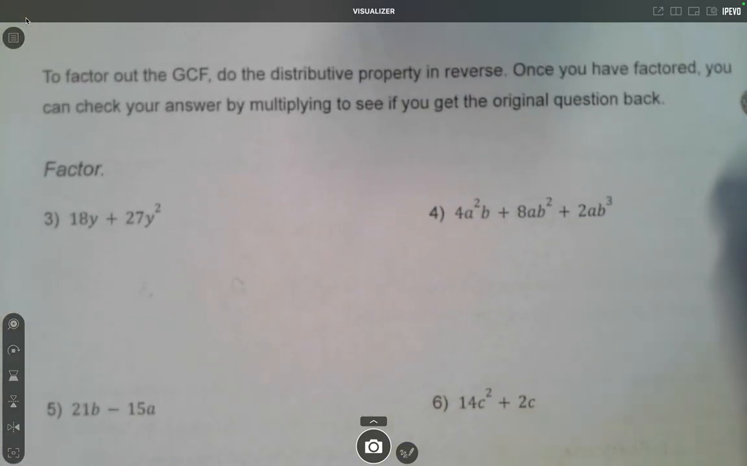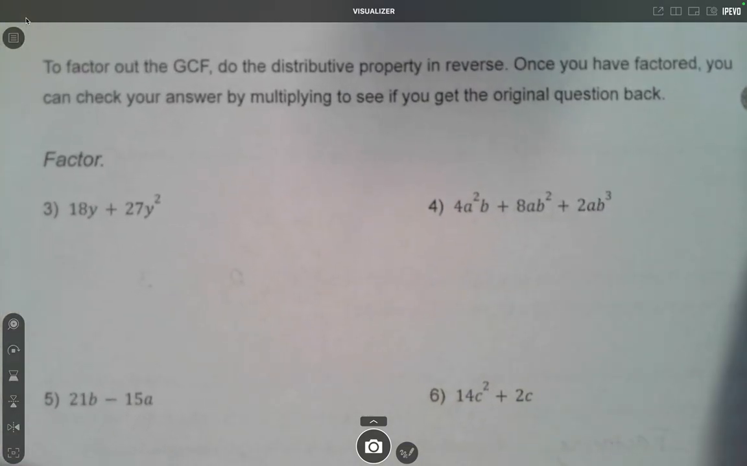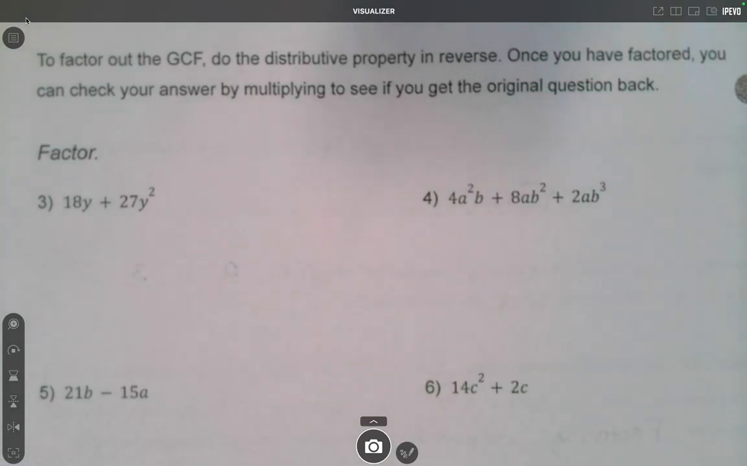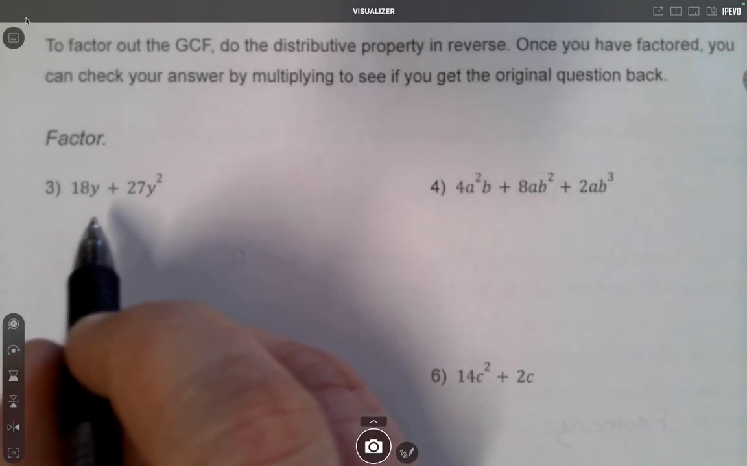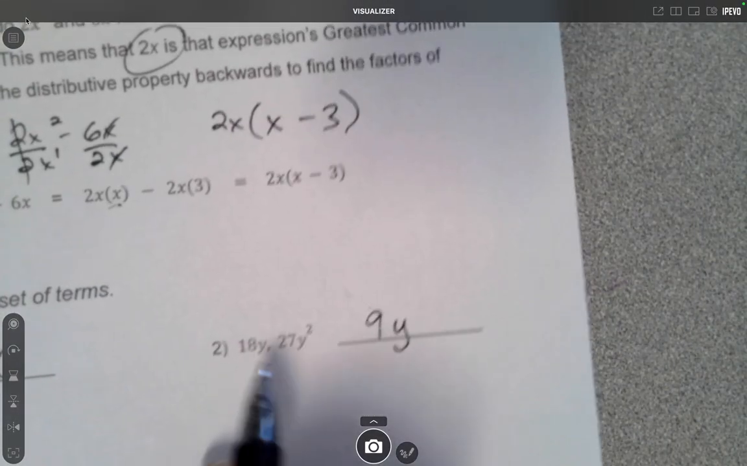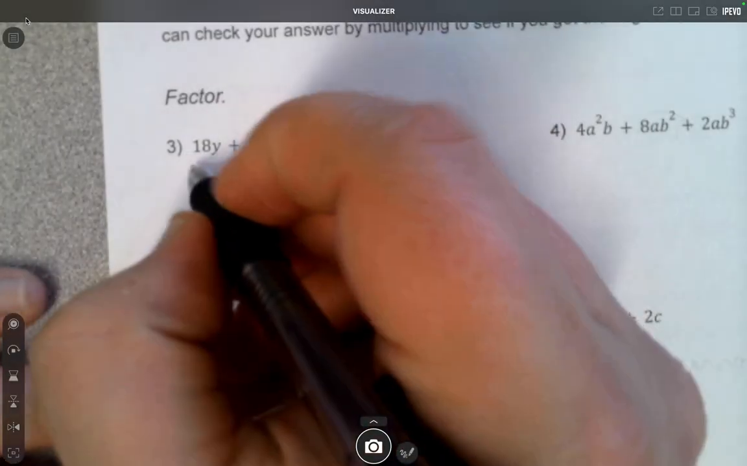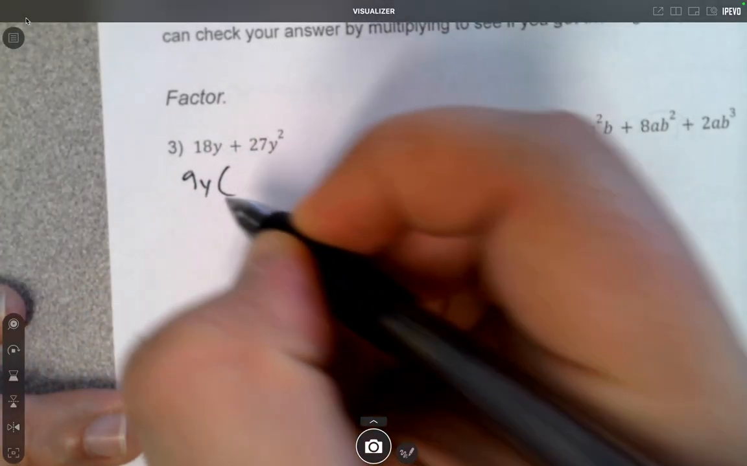Okay, so to factor out the greatest common factor, we do the distributive property in reverse. Now once you've factored, if you want to check your answer, you can multiply it to see if it gives you the original. I'll do that on 1 or 2 of these, but not all of them. I don't plan to require you to do that, but I do want you to know you can do that. Okay, we just looked at this on the previous page, 18y and 27y squared, so we already know its greatest common factor is 9y. So I'm going to put 9y out front.